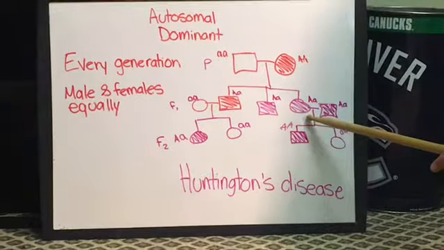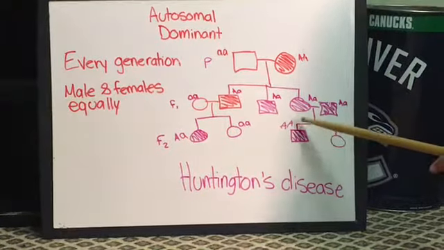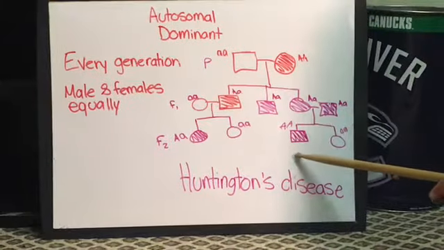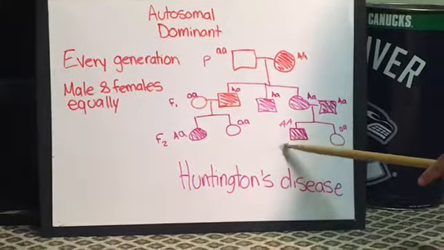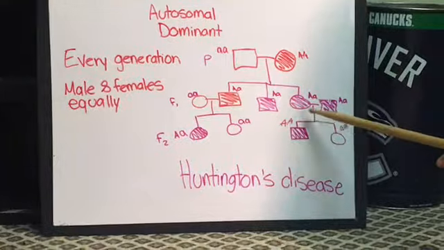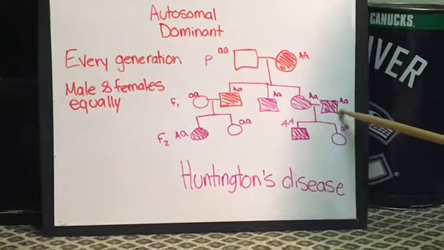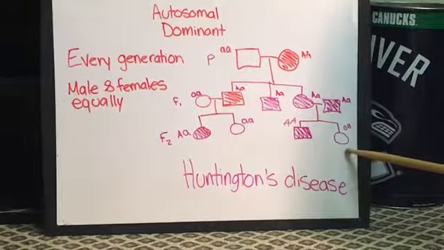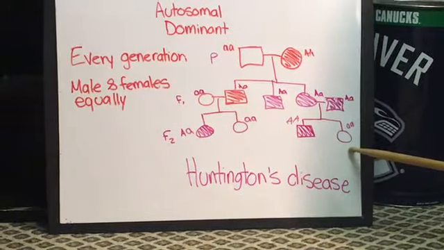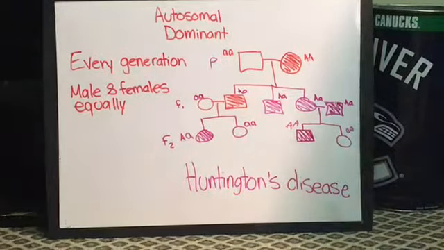Now, the dominant alleles from both the mother and father are given to their firstborn son, giving him the disease, and then both the recessive alleles from the mother and the father are given to the daughter, making her recessive and not having the disease.